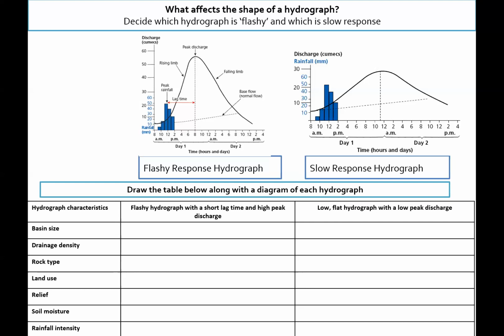The rock type, so permeable or impermeable. Land use, relief. Relief basically means the shape of the land. Is it mountainous? Is it very steep? Or is it very flat? Soil moisture, so how much water in the soil. And finally, rainfall intensity. So once you've drawn your two little hydrographs and you've drawn that table, you need to look at the information on the next slide and put the correct statement in the correct box.